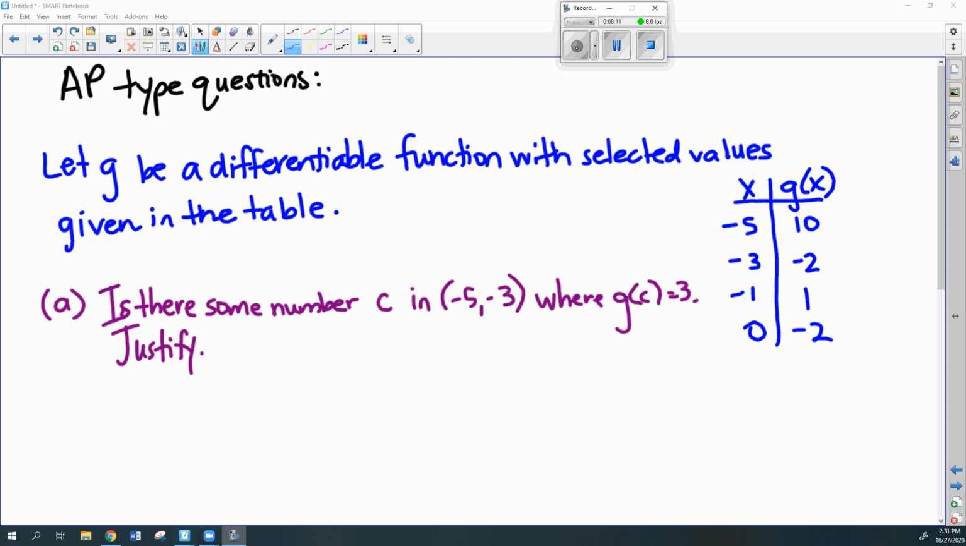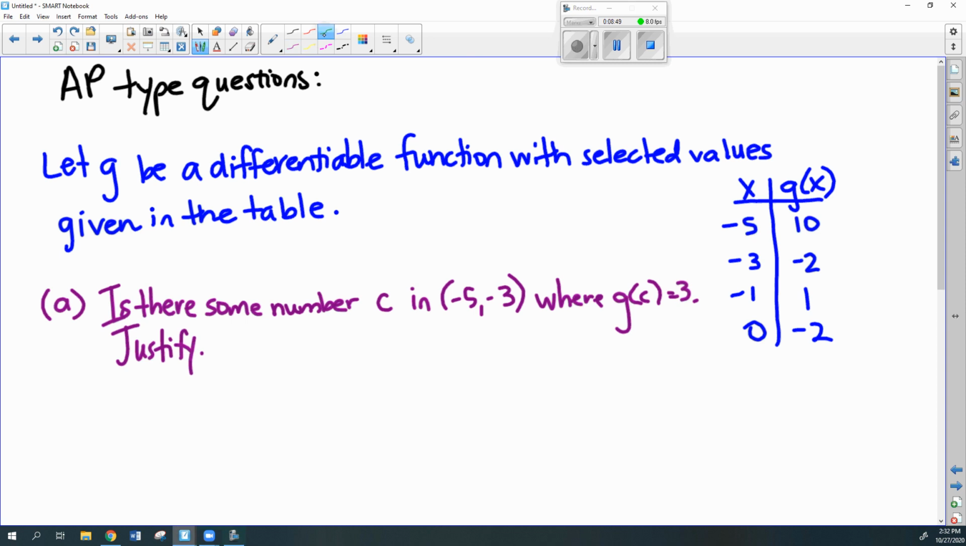Okay, so we looked at some AP type questions, and I just basically gave you one stem that you're going to use for all of these questions. It says, let g be a differentiable function with selected values given in the table. I have this table over here, with some x values and the y values that go with it. My first question is: is there some number c in the open interval from -5 to -3 where g of c equals 3? But you have to be able to justify it.